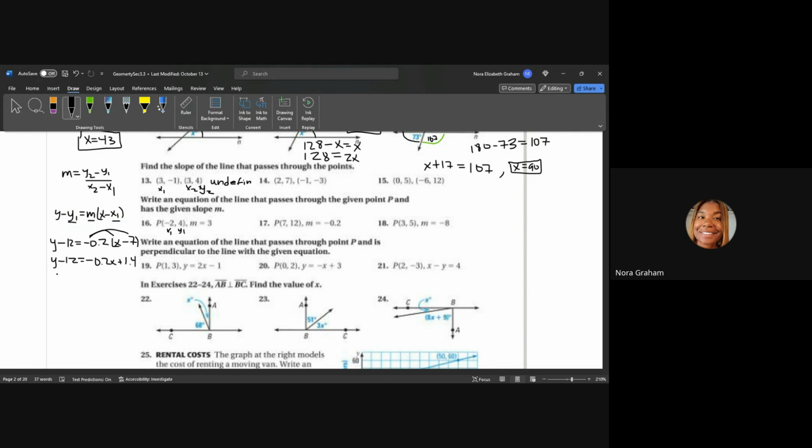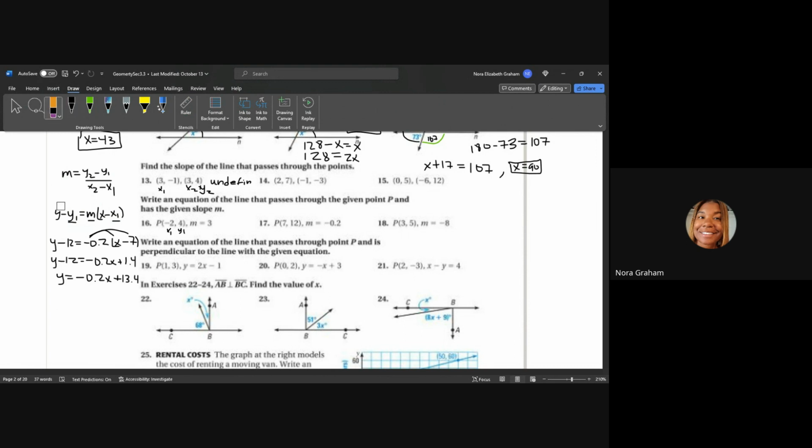Then I want to subtract that 12 from both sides. So now I'm going to get y equals negative 0.2x. And then I believe I'm going to get a negative. No, because I add that 12 to both sides, so plus 13.4. Perfect. All right, so that is my line that passes through this point. It has a slope of negative 0.2.